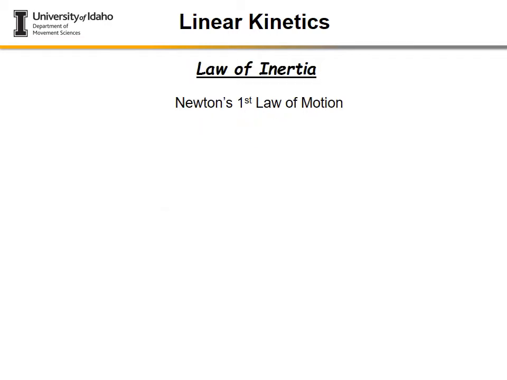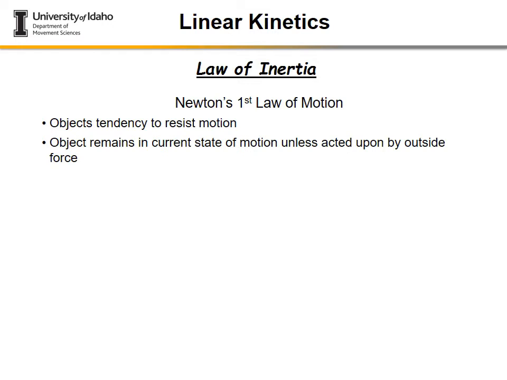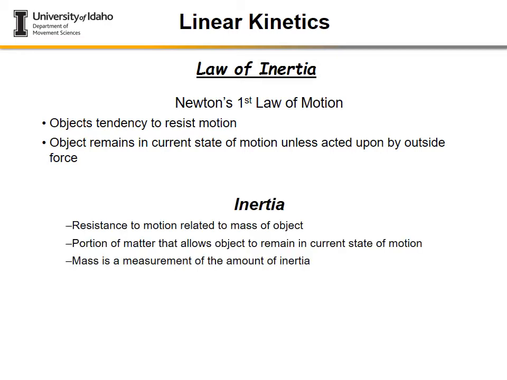Let's go. The law of inertia, which is his first law of motion, identifies an object's tendency to resist motion. Objects tend to stay in their current state of motion, and they will unless they're acted on by an outside force. Let's describe what inertia is a little bit more: it's a resistance to motion related to the mass of an object, right? So a heavier mass has a greater inertia. It's a property of matter that allows an object to remain in its current state.